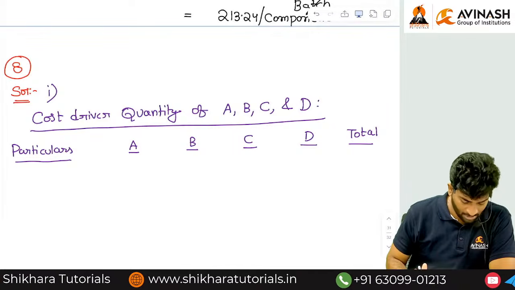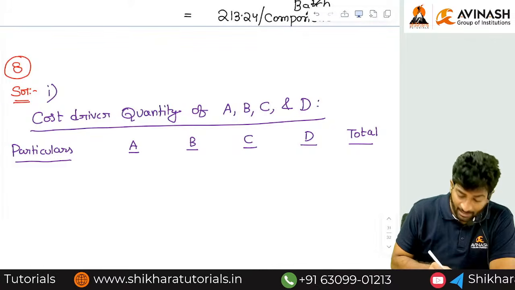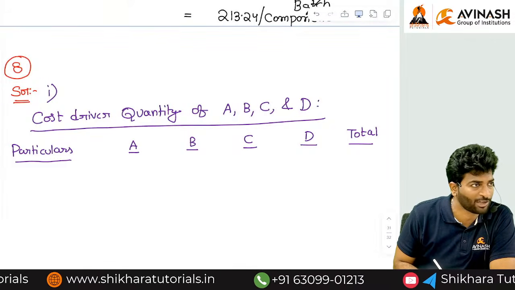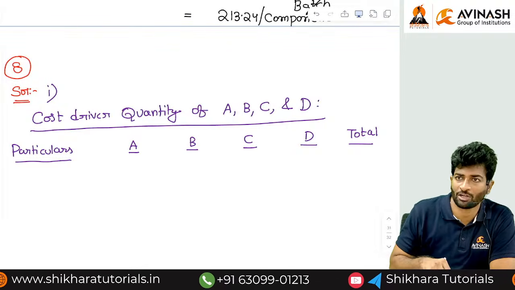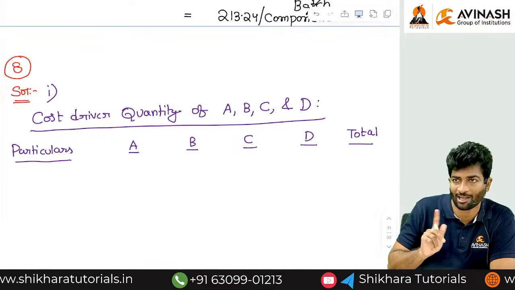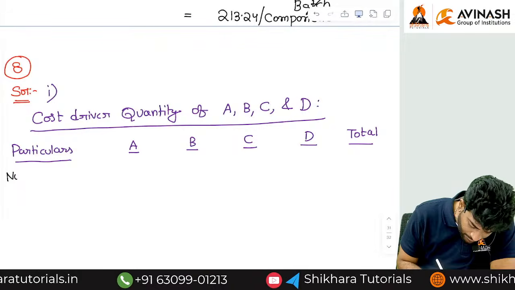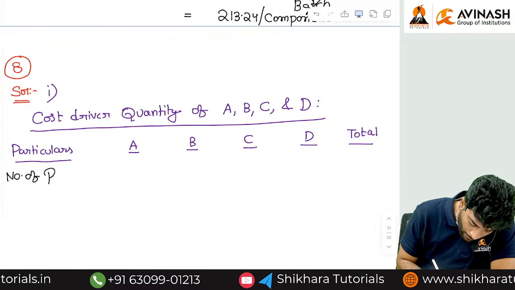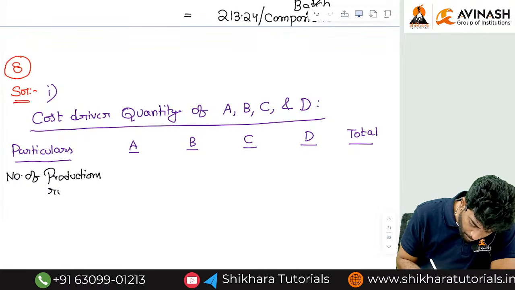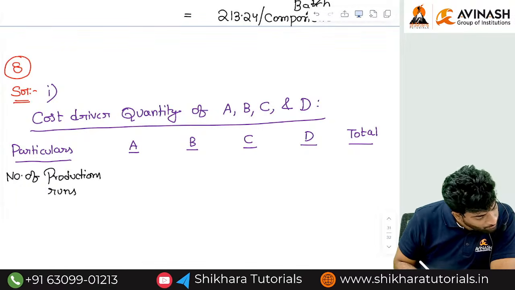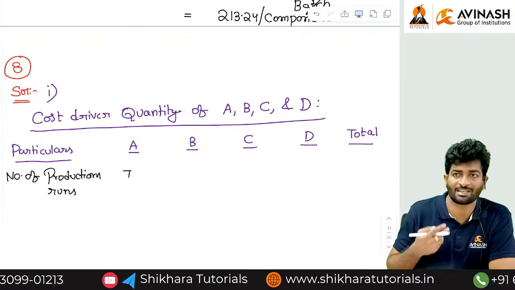For that setup cost, we need the number of production runs, right? So in my heading here, don't write setup cost. This is not an activity. I am trying to calculate the cost driver quantity, so you have to write the cost driver here, not the activity. Don't write setup cost. Please write number of production runs. I think it is given 24 units for one production run, right? So already I told you, please listen to me.